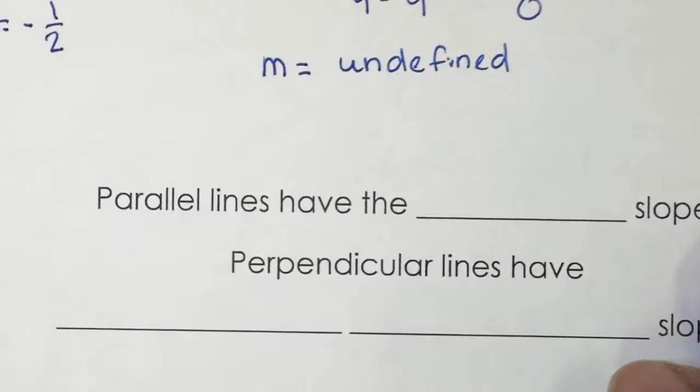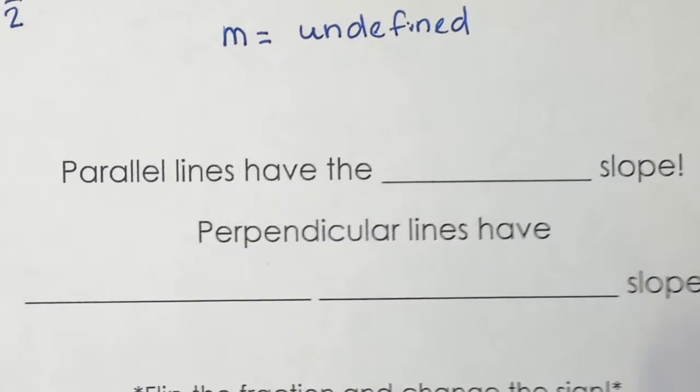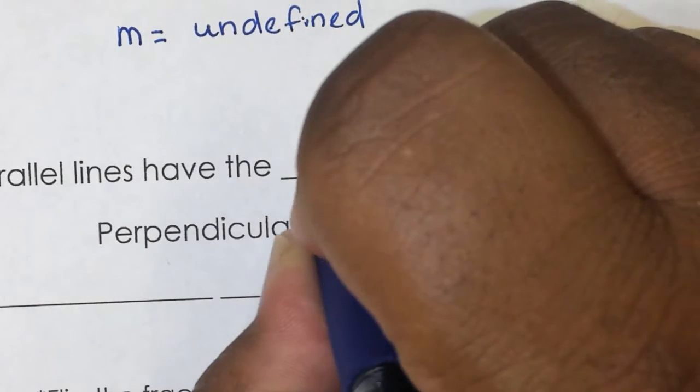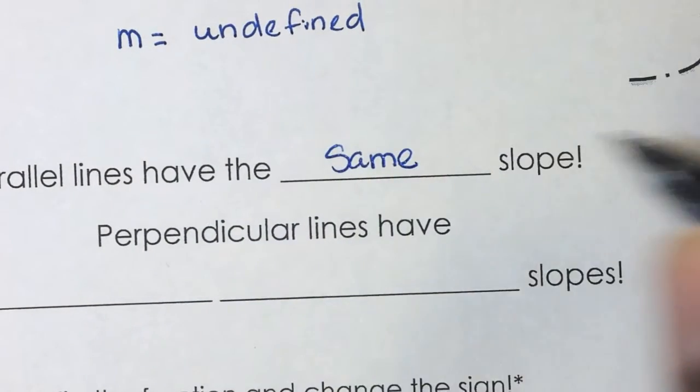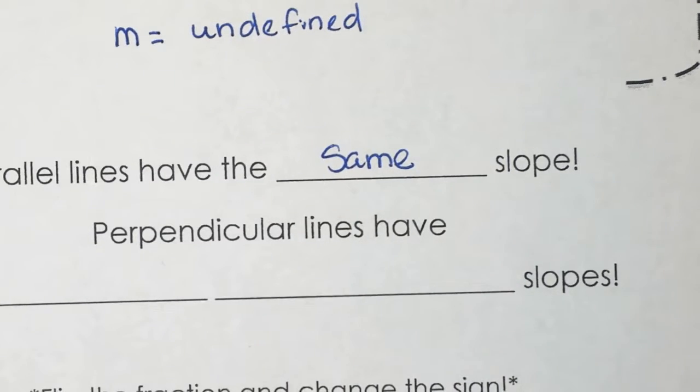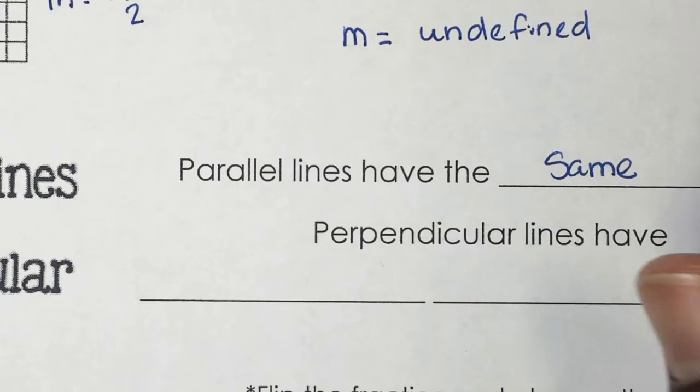Alright, down here, parallel lines. That's something I gave you earlier. Parallel lines have the same slope. The slope will be identical. They have to. If they're parallel lines, they're running in the same direction, so they have to have the same exact slope. That's what makes them parallel.